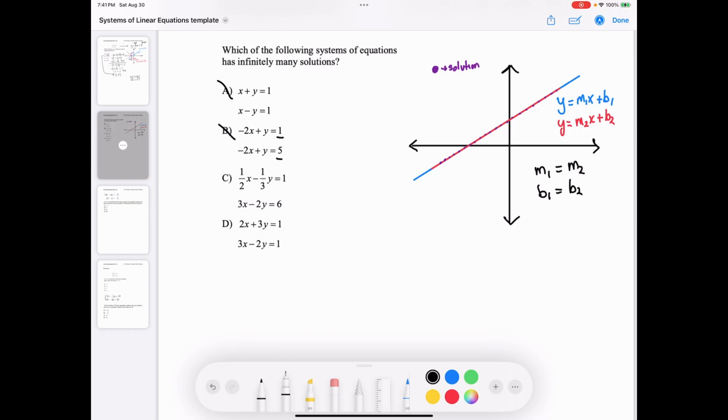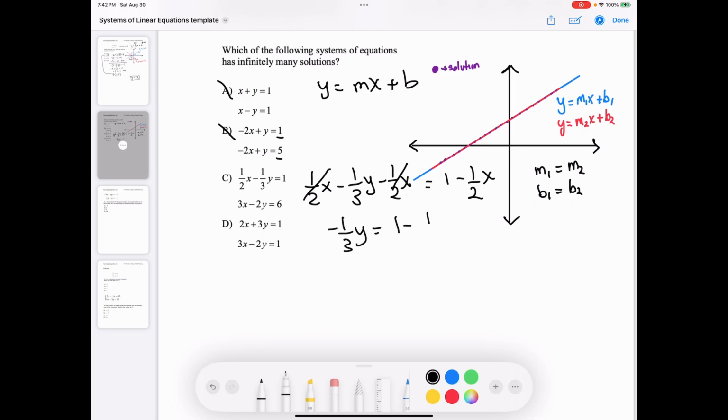So what I want to do is get these equations to adopt the form, remember, y equals mx plus b, which is the slope-intercept form when we want to express it as a function. Okay, so I'm going to isolate y. Let's get rid of that x from the left. So I can subtract 1/2 x from both sides, right? Let me just rewrite this. Okay, these two cancel out, and I'm left with negative 1/3 y equals 1 minus 1/2 of x.